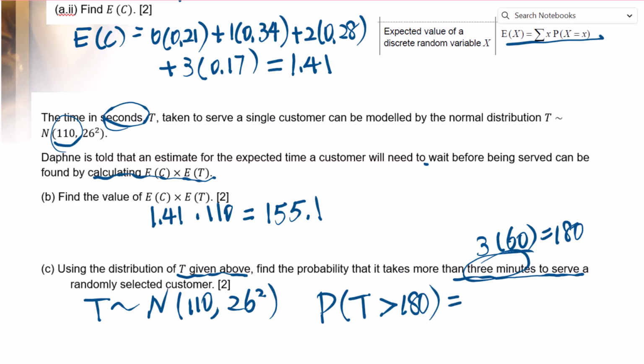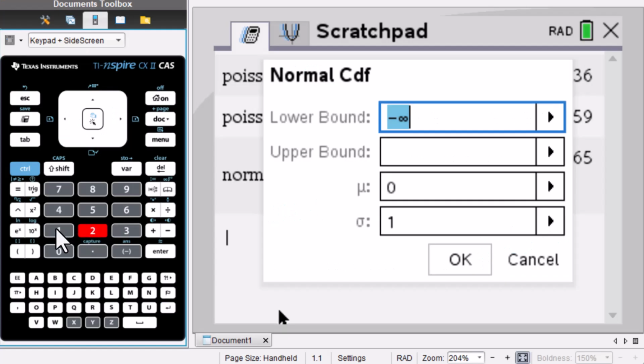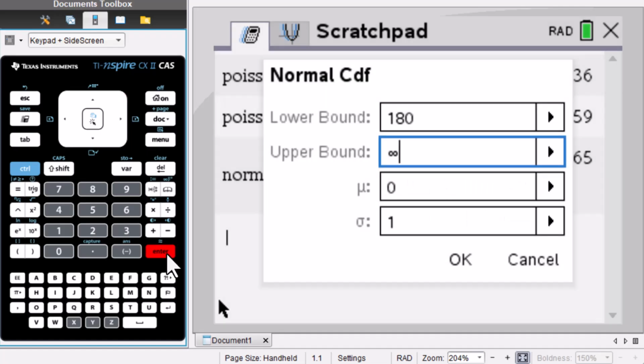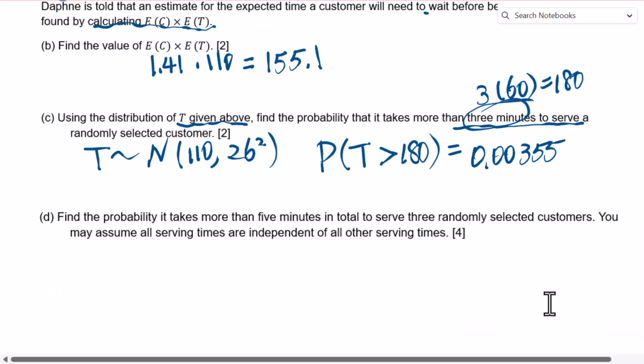equals. Let's go to normal CDF. Lower bound is 180. Upper bound is positive infinity. Mean is 110. Standard deviation 26. Enter, enter. Answer is 0.00355. Let's go to D.